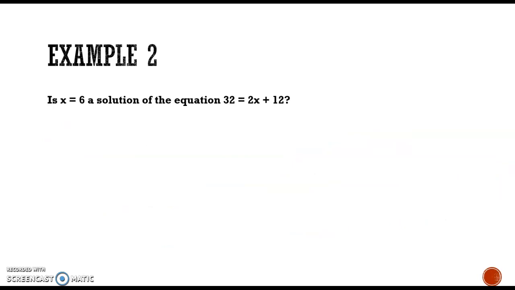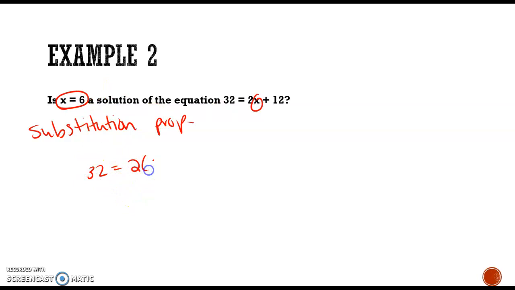All right, so example 2. Is x equals 6 the solution of the equation 32 equals 2x plus 12? I know the thing you want to do is to just solve for x and say yes or no. Don't. What we're going to do is use that substitution property that we've learned before, and replace x with 6. So we're going to do 32 equals 2 times 6 plus 12.